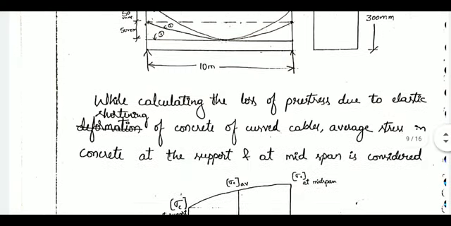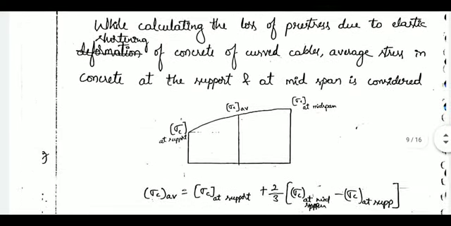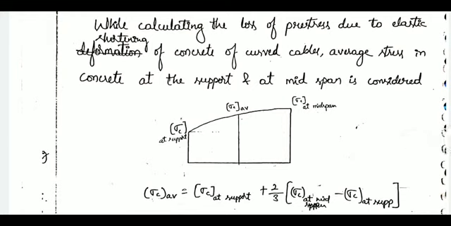So for that we have a formula, you need to remember this. We need to calculate stress at support and stress at mid span, and by considering those two values we can calculate sigma c average by using this formula. Sigma c at support plus 2/3 of (sigma c at mid span minus sigma c at support). This is the formula, you have to remember this. How to calculate the stresses we will see later.